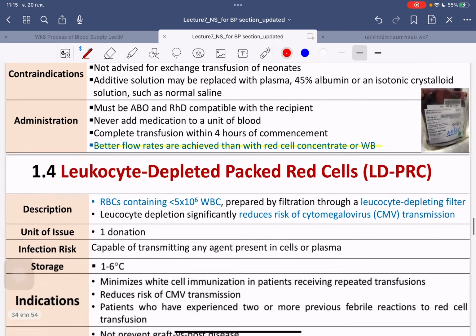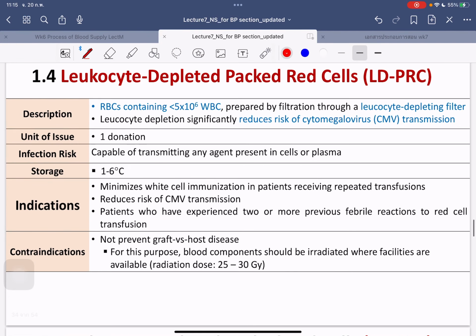The first one is LDPRC, leukocyte depleted packed red cells. White blood cells also have their own antigen. We call it white blood cell antigen. If you often receive blood transfusion, it can induce antibodies to white blood cells. And when you have antibodies to white blood cells, it will be difficult for you to find compatible blood.